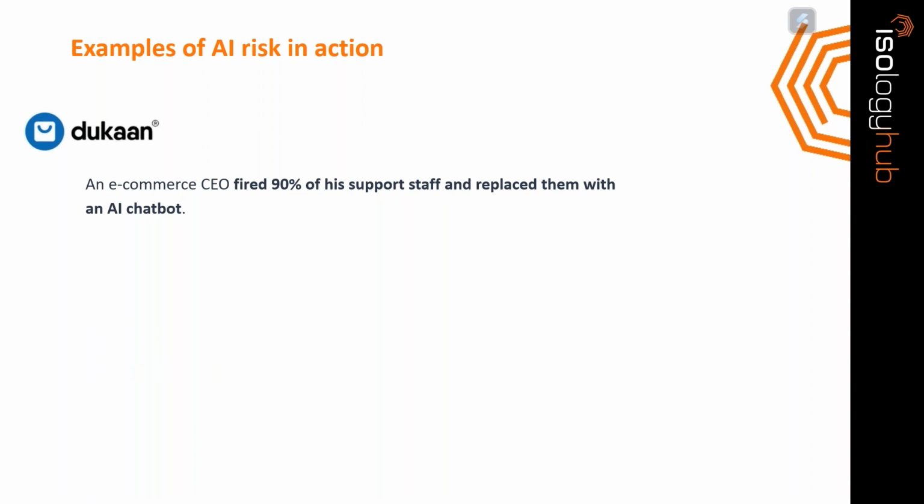So if we just look at the first one, Dukan. In this particular case, an e-commerce CEO fired 90% of his support staff and replaced them with an AI chatbot. So for some people, you might be thinking, wow, that's a heck of a financial saving. He stated that this switch reduced their customer support costs by 85%, which of course is significant. But his action sparked international outrage on social media, which did result in a negative image of the organisation.